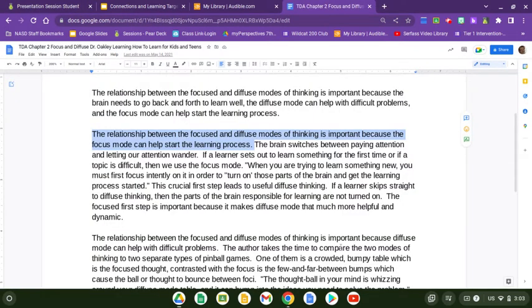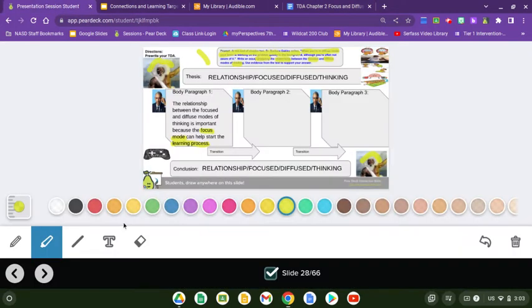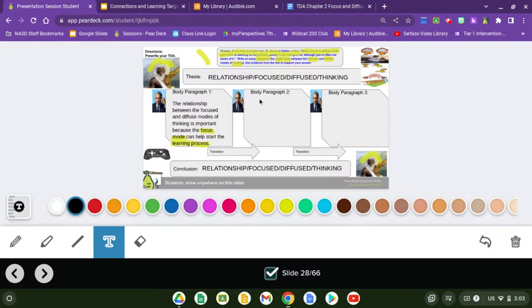Our next body paragraph would be down here. Here's its topic sentence, which I have highlighted in blue. The relationship between the focus and diffuse modes of thinking is important because diffuse mode can help with difficult problems. So here, I'm just going to put in text: diffuse mode can help with difficult problems, right? That helps me explore that relationship between diffuse and focus mode.